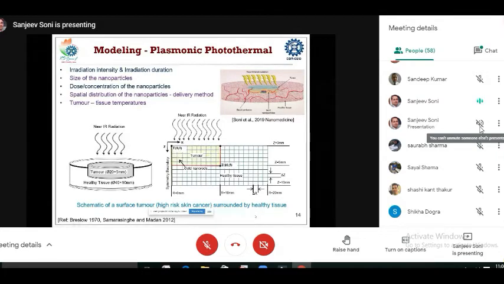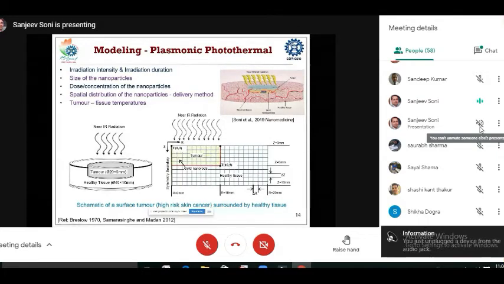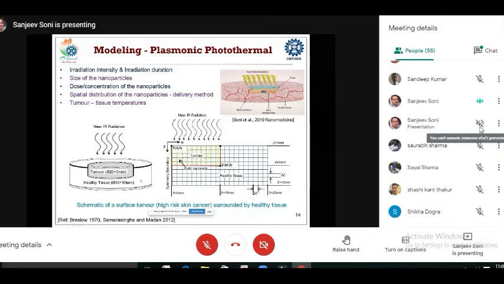Just to simplify this, suppose we have a tumor which is embedded in a big healthy tissue, we can simplify that numerical domain like this. And if we take a symmetric section, then it becomes something like this. So we have a tumor and we have surrounding healthy tissue here. Now we need to find out what should be the parameters of these nanoparticles and radiation so that we get the desired temperatures within the tissue. This case is for a high-risk skin cancer.